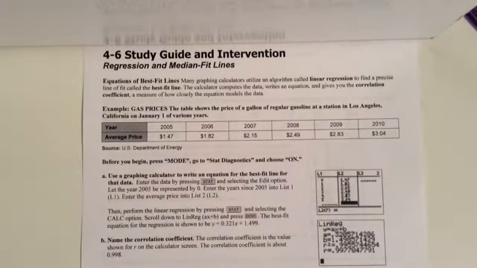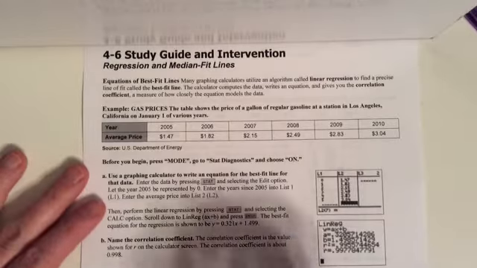Hello students. In this video we're going to look at 4-6, which is regression and median fit lines. Now in the last video we watched, you had a scatter plot and you drew a line of best fit that you thought was correct, and then you figured out what the equation of that line is. Well, today we're going to show you how the calculator can do all of that for you and come up with the closest line of best fit possible.